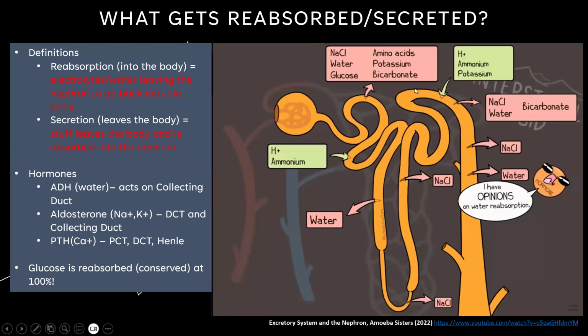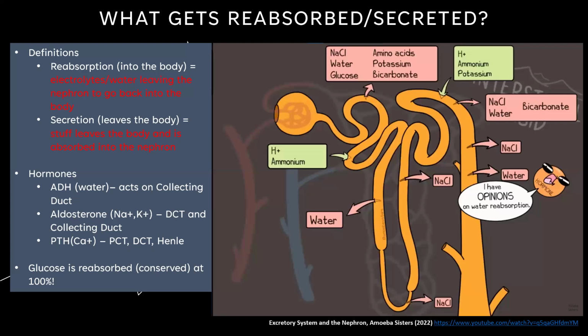Then when you get to the distal tubule, you'll still have the reabsorption of sodium, of any water that didn't get reabsorbed in the loop of Henle, and any bicarbonate. And then we'll secrete any excess ammonia, urea, uric acid, hydrogen, potassium, anything that your body doesn't need, back into the nephron.